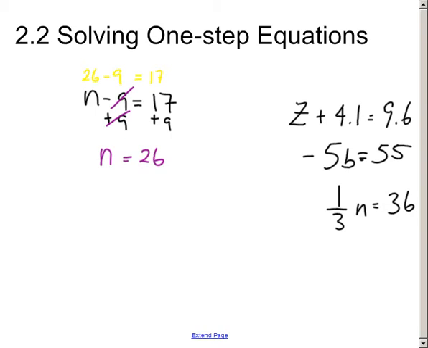Remember, we always want to keep balance, and we want to do the same thing to each side so that we don't change the equality.